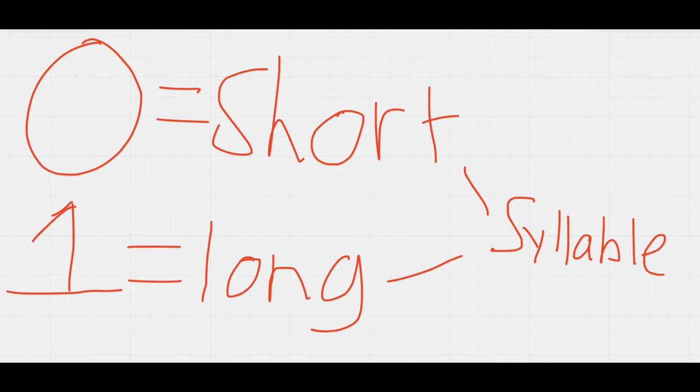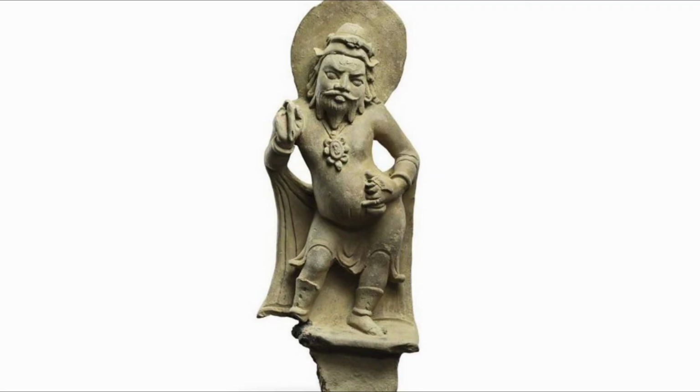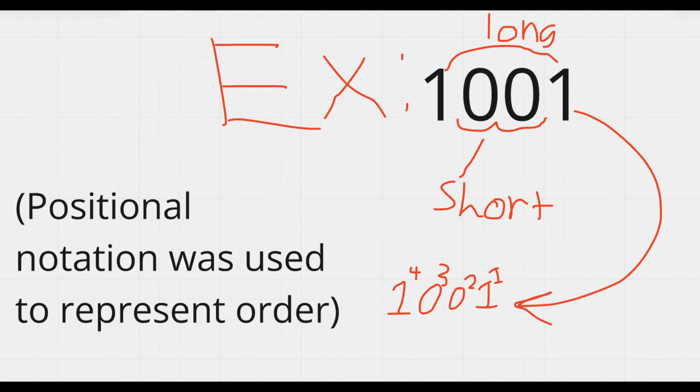In his system, he used 0 to represent a short syllable and 1 to represent a long syllable. The difference between Pingala's system and the modern-day binary system is that Pingala's system started at the positional notation of 1 instead of 0. The positional notation in Pingala's system was used to order parts of a poetic meter, which is why it started at 1 instead of 0.